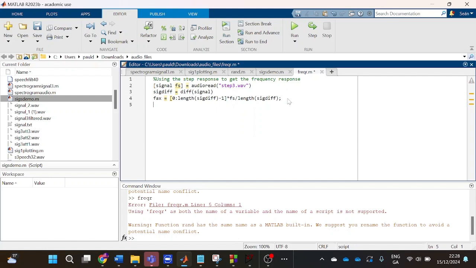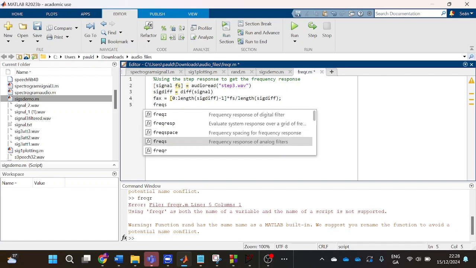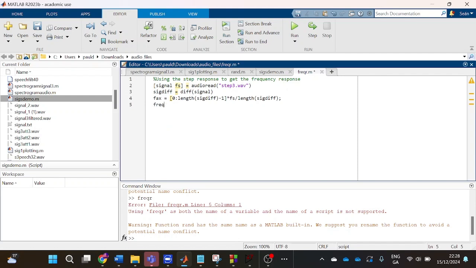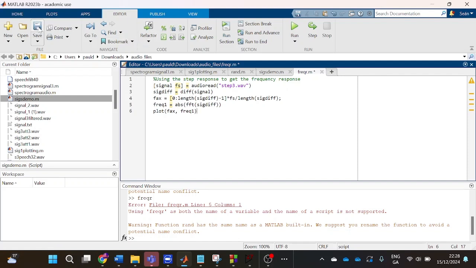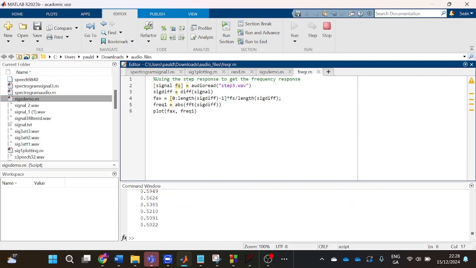So on there is going to help us do that. And then we'll just get the FFT of that. And we'll go on ahead and plot it then. So save and then run.